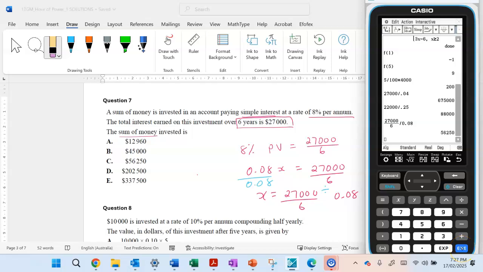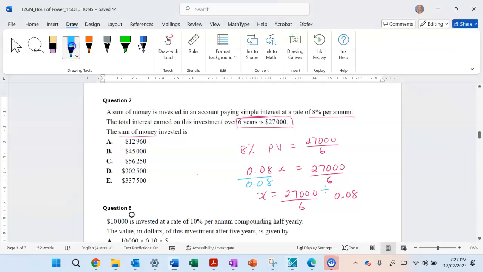It's probably a good thing that that answer wasn't there. It also doesn't make sense. How could an investment go from, what was it, 360 to 27,000? All right, so $56,250. All right, so just making sure that was divide there, not multiply.